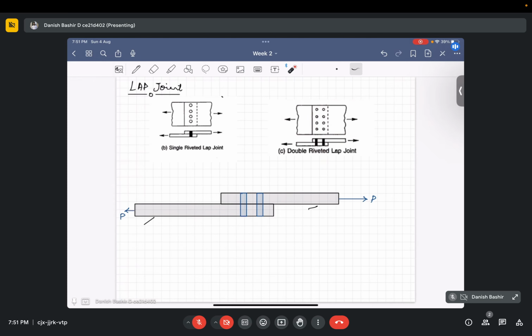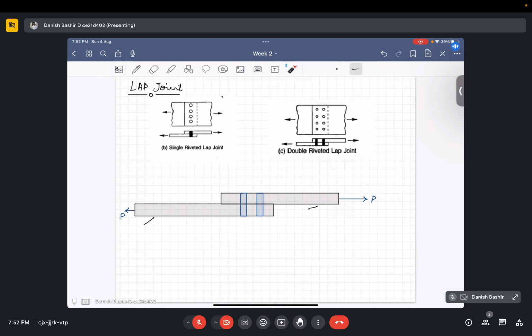So if we see that this load P is acting along this direction, and this is acting along this direction, there is some eccentricity between the two points, like this E. Because of this, a bending moment is created at this lap joint. So there is undesirable bending at the connections. In order to minimize this effect, the bending should be prevented.